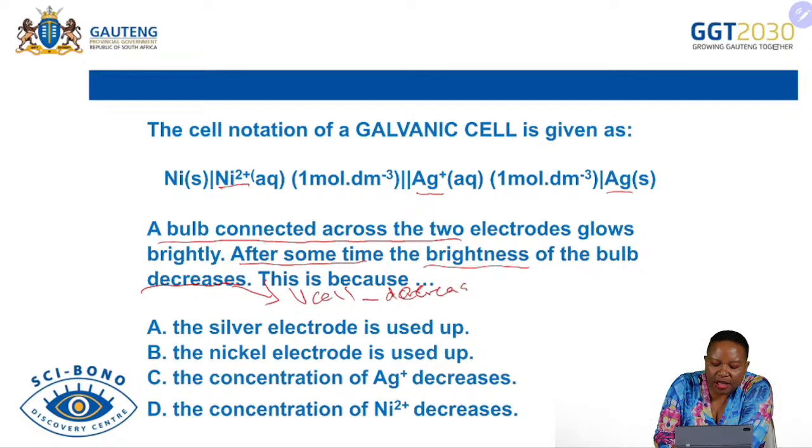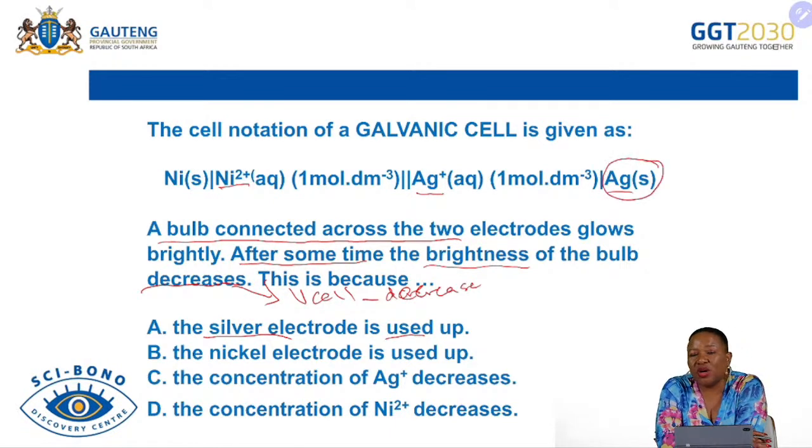So the brightness will always deal with the cell potential. If the cell potential decreases, it also means that the brightness of the bulb will decrease. Therefore, what makes the brightness of the bulb decrease, or what makes the cell potential decrease? They say the silver electrode is used up. We know that it is very impossible for the silver electrode to be used up, because actually it's our cathode that is gaining electrons, it is not even dissolving into the solution. So there's no way that it can be used up.